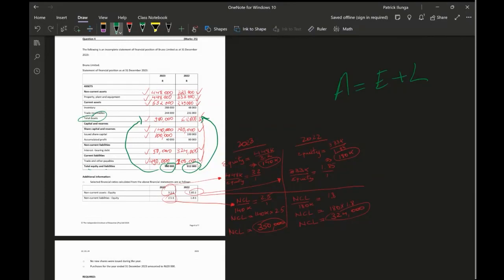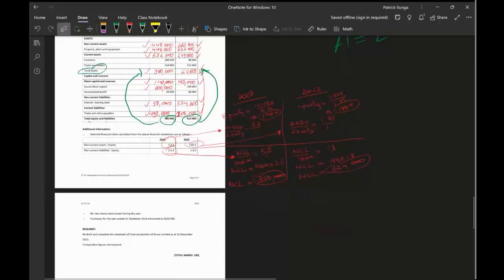I was quite glad that those who have been engaging did not struggle whatsoever. They managed to get the 25 marks. All right. So what are we saying here? They're giving you here, some students struggle with this, non-current liability divided by equity. They give it to you here. Non-current liability divided by equity equals 3.2 divided by 1. That's what they give you.